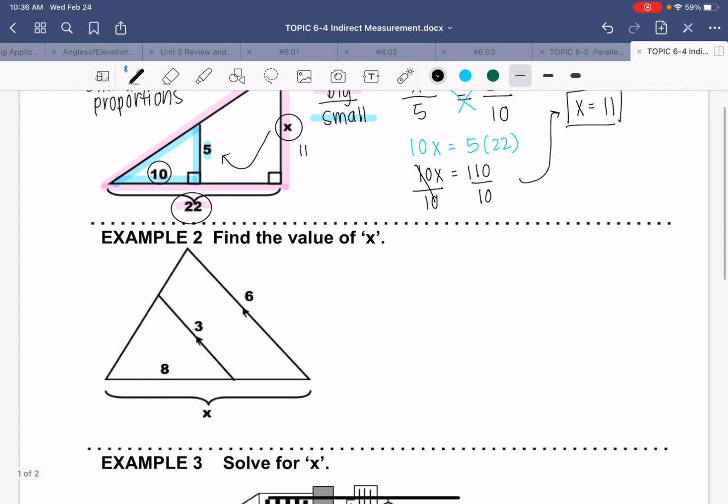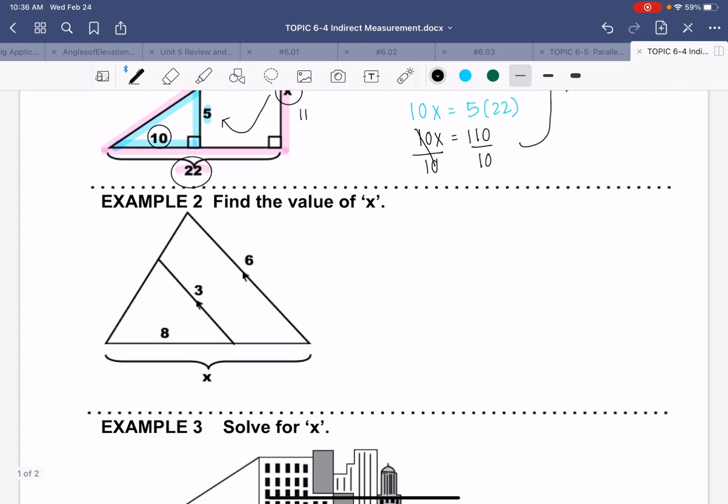All right. So I'm going to set up number 2, but I'm going to have you solve it. If we're trying to find what the value of x is, I always want to put big over small. The big triangle is this triangle right here. The small triangle is this one right here, so it includes 8 and 3. And then the big triangle includes 6 and x.